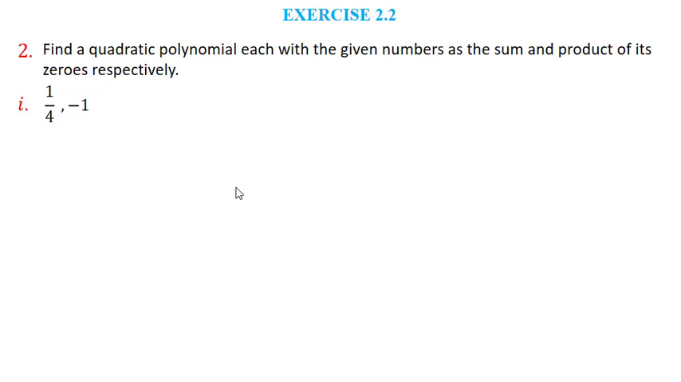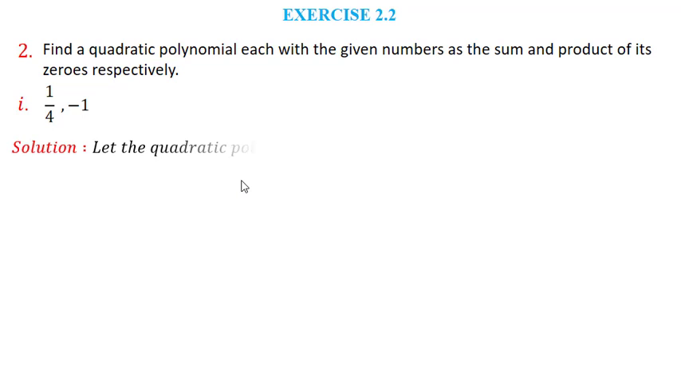In the last lecture, we were given a quadratic polynomial. We were verifying that the sum is equal to minus b by a and the product is equal to c by a. Now what are a, b and c? a is the coefficient of x square, b is the coefficient of x, and c is the constant term. Now here I have to find those things. I have to find the values of a, b and c when alpha plus beta and alpha into beta are given. Alpha plus beta is the sum of zeros, and alpha into beta is the product of zeros.